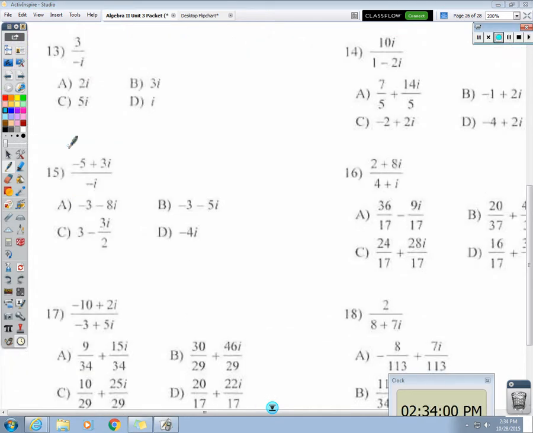Okay, number 13. What do I need to multiply by to get that i out of the denominator? i. Right, a positive i over i. So in the numerator, 3 times i becomes 3i. In the denominator, negative i times positive i becomes negative i squared. So 3i over, what is a negative i squared? What's an i squared? Negative 1. So a negative 1 is a positive 1, and 3i over positive 1 is 3i.